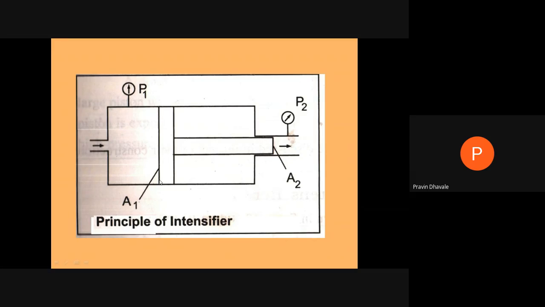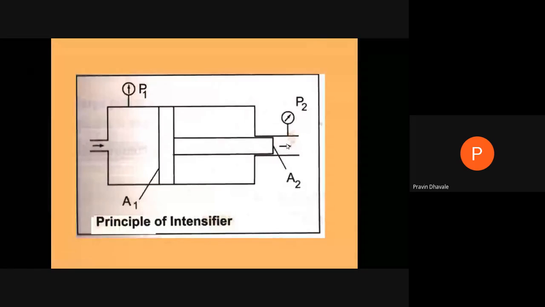On this side, the area is A1, and the pressure of the fluid on the larger side is P1. The pressure is low, but the volume is high. Then we supply this low pressure and high volume fluid. It will move this piston toward the right side. For the fluid present in this region, the area of the piston is less, and the pressure in this portion is P2.